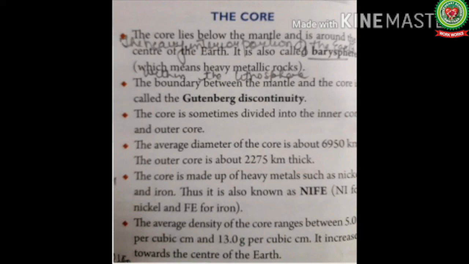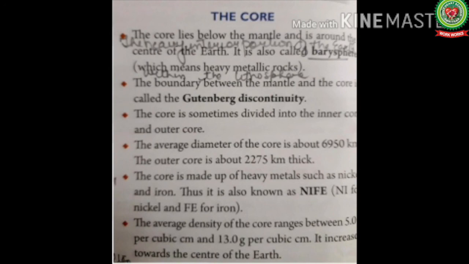The core is sometimes divided into the inner core and the outer core. The average diameter of the core is about 6,950 kilometers. The average core is about 2,275 kilometers thick. The core is made up of heavy metals such as nickel and iron. Thus, it is also known as Nife. Ni stands for nickel and Fe stands for iron.